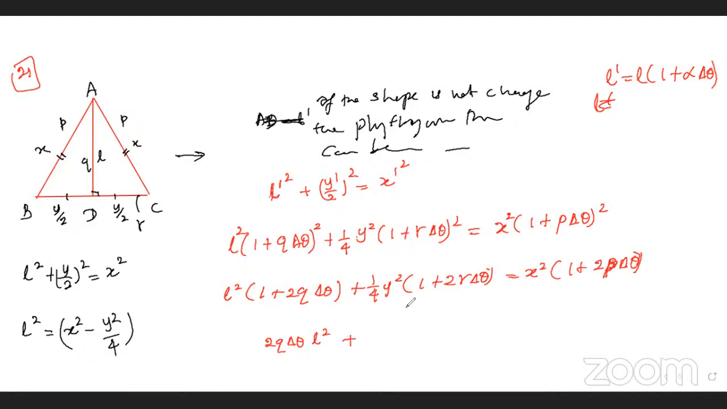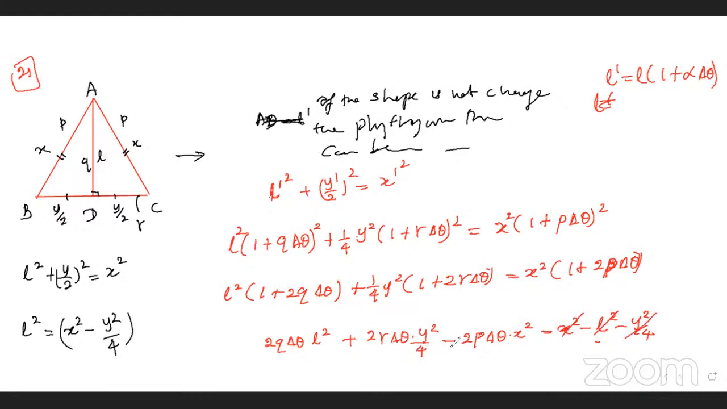Make L square again, then you have 2 theta y square over 4, and 2 theta x square. That's the x square you have, L square minus y square over 4. The L square can be x square minus y square over 4. Substitute that in, and the other side is 0.